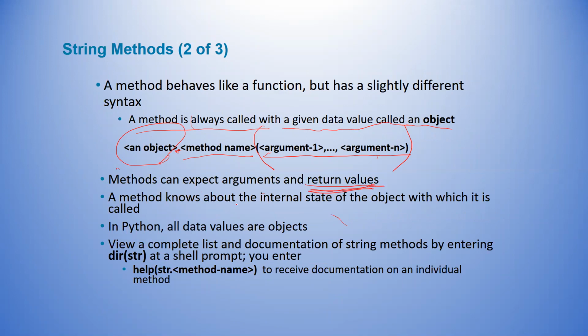A method knows about the internal state of the object, which you really don't have to understand for now. In Python, all data values are objects. Okay, view a complete list of document strings. Okay, you can do that, right?